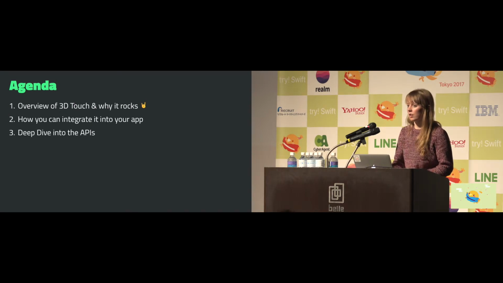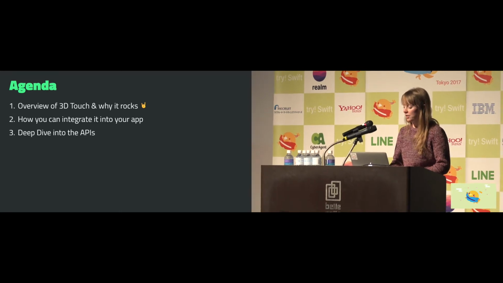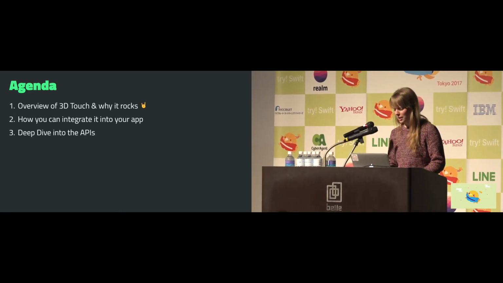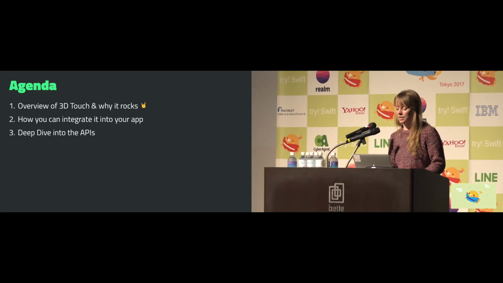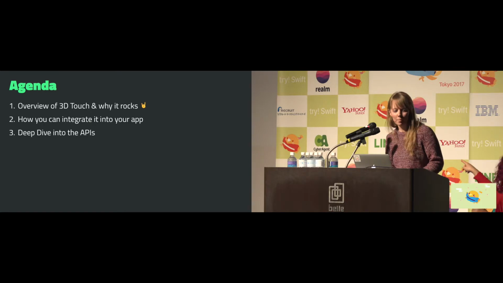So just to set the overview of what we're going to be going through today, first we're going to take a look at an overview of 3D Touch and why it rocks. Then we're going to go through how you can integrate this into your app. 3D Touch support was first introduced in iOS 9 in 2015, and it was improved upon in iOS 10 last year. There are about 5 different integrations, so we'll take a tour through each of these. And then last but not least, we'll take a deep dive into the APIs, because probably a lot of you are developers out here, so we want to see how we can actually build these integrations into our app.